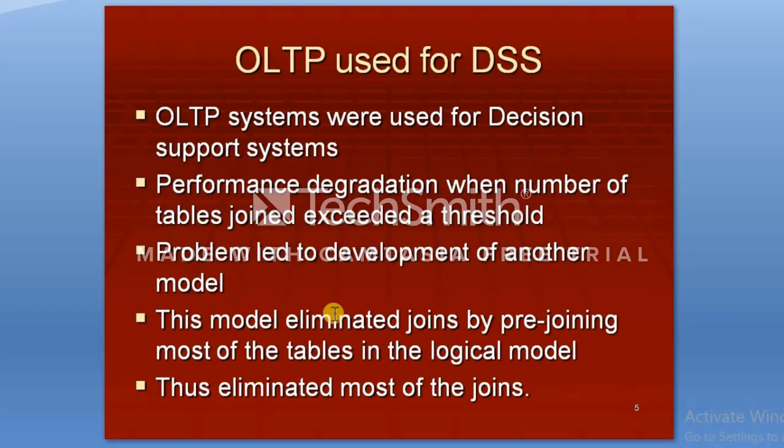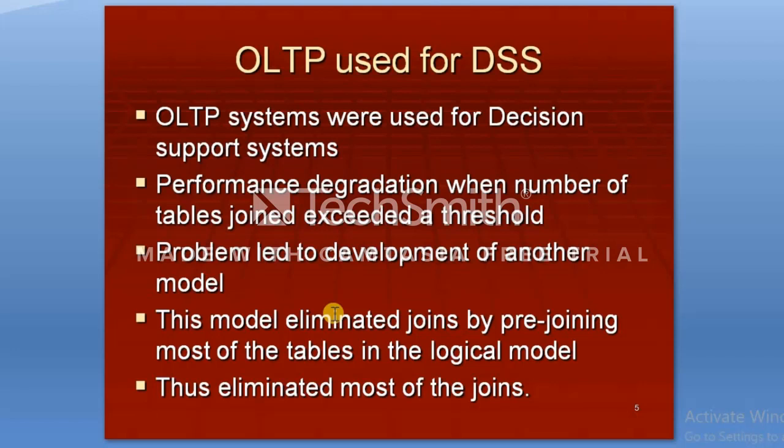So OLTP systems were used for decision support systems first. It means that relational modeling was used for the decision support system. The relational modeling was not good for decision support systems. It degraded the performance, because the number of tables involved in such non-focused queries inside decision support systems was very large, and when the number of tables inside a join is very large, the performance degrades. It means the query takes more time to gather and provide the results.